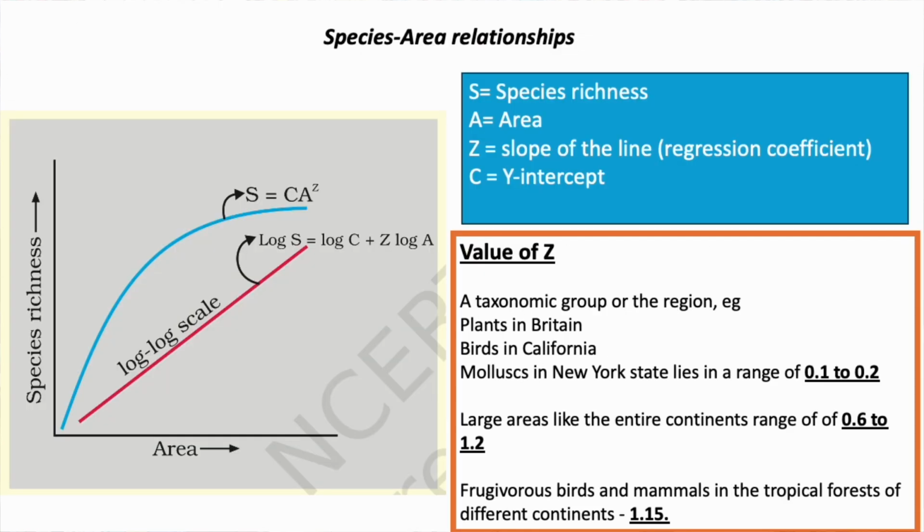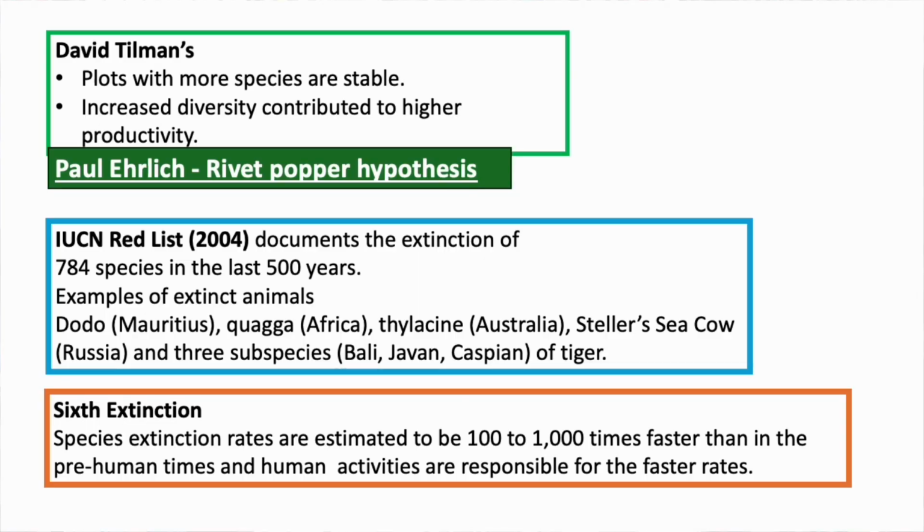This graphical representation which shows species area relationship is an important graph. Learn the value of Z in different regions, which you can see on the screen. David Tilman's findings related to productivity in a particular region. Rivet Popper hypothesis explained by Paul Ehrlich. Sixth extinction and how is it different from all the previous extinctions which occurred.